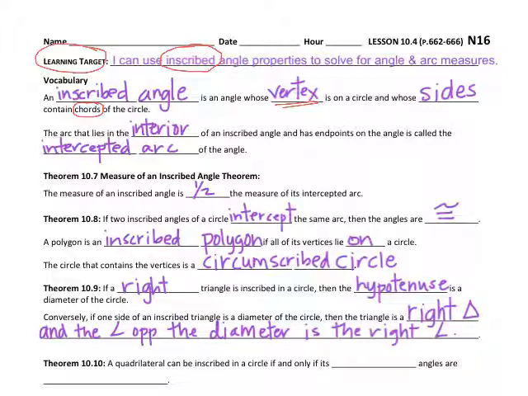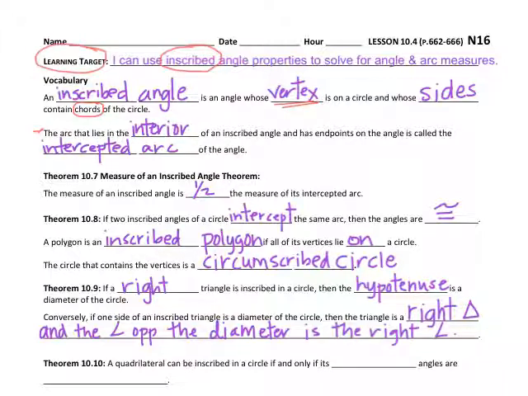To compare that to the central angle, a central angle has its vertex at the center, and the sides of that angle are going to be two radii. So we're going to take some time to compare the two and make sure we know the difference between a central angle and an inscribed angle. Okay, next, we want to go through this next vocabulary term. The arc that lies in the interior of an inscribed angle and has endpoints on the angle is called the intercepted arc of the angle. That's just to refer to the arc itself from an inscribed angle.